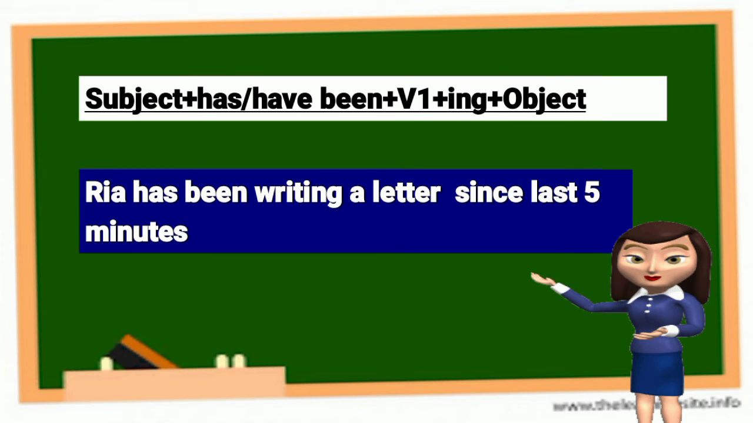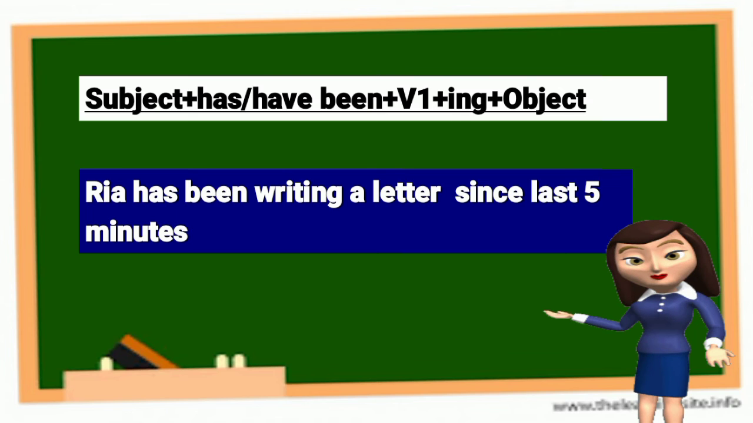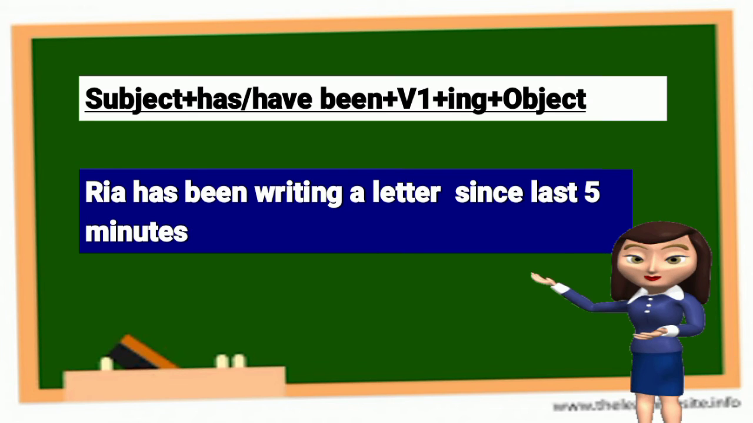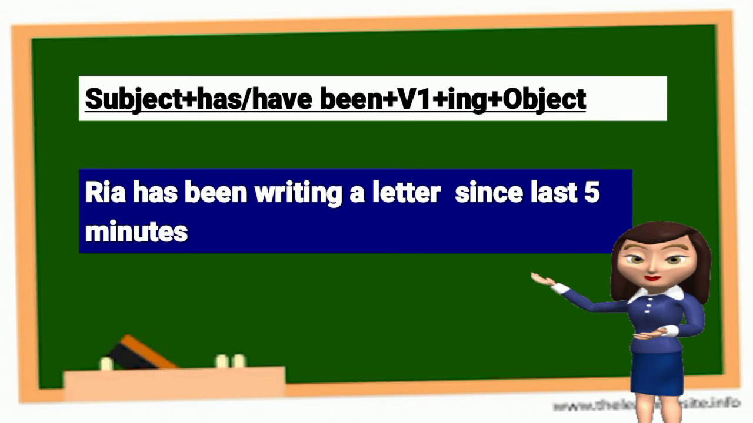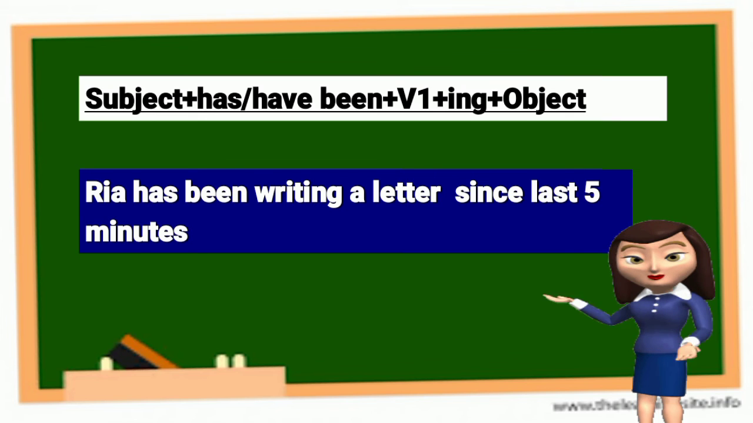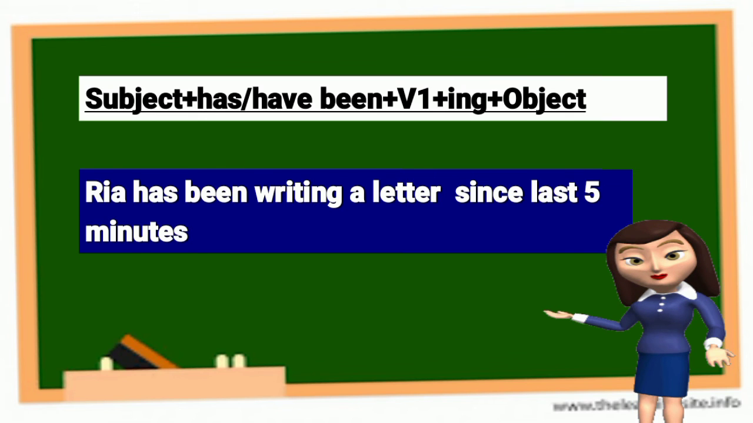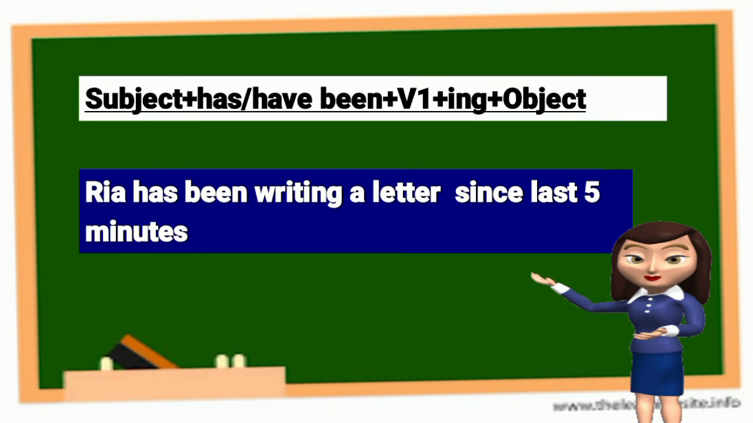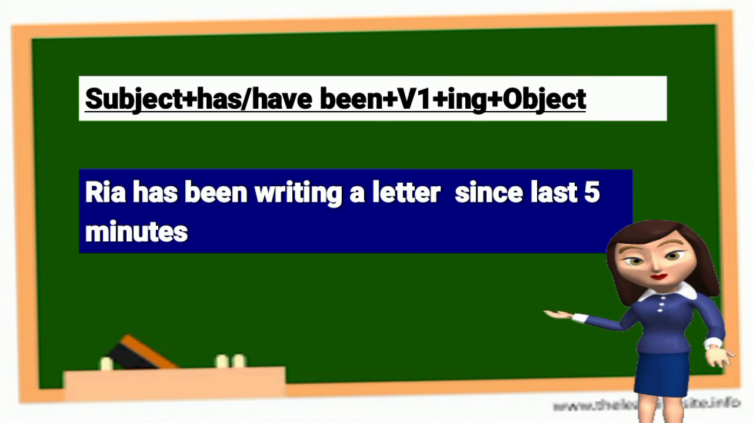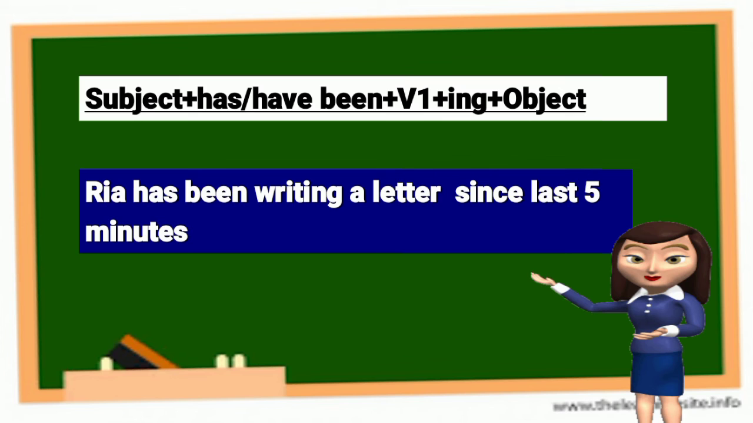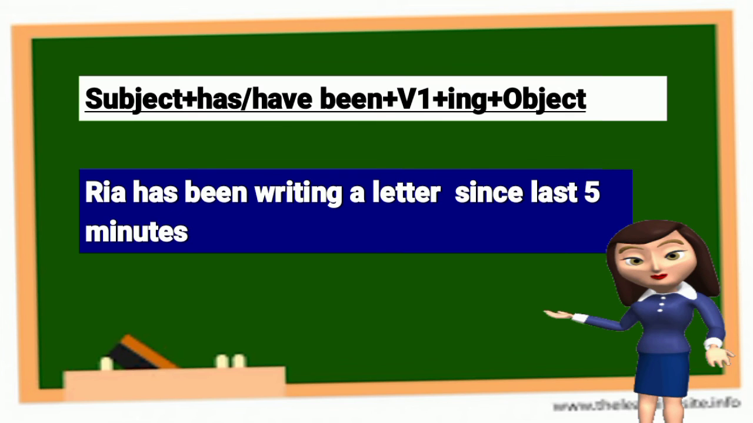So why do we use has been? Why do we use has been, not have been? Because our subject is one. Ria is only one. So once our subject is singular, we should use a helping verb that is also singular. So once our subject is singular, dapat ang kasunod pod ang atong gamiton is singular.